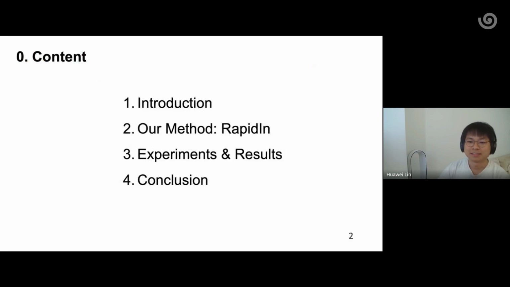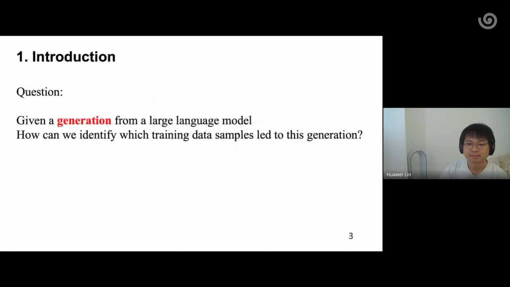Okay, let's get started. Here is an outline of today's presentation. We'll start with an introduction to the problem and motivation behind our research. And next, I will explain our method, RapidIn, in detail. And we'll then move on to the experiment we conducted and the result we obtained. And finally, I'll conclude with the key takeaway from our study.